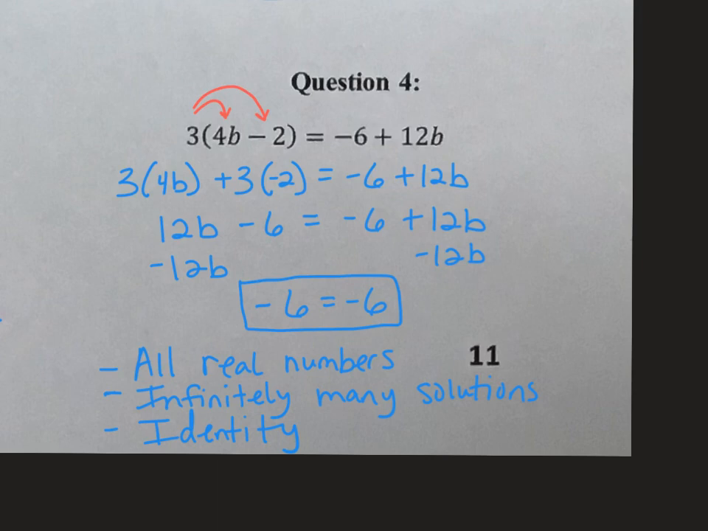If b was 0, it would work. If b was 10, it would work. If b was negative 20, it would work. If b was a kabillion, it would work. Okay, so anytime you solve the equation and you come out with negative 6 equals negative 6, or you have the same number on both sides, then that is infinitely many solutions, all real numbers. It's an identity. Okay, that covers us for page 11.